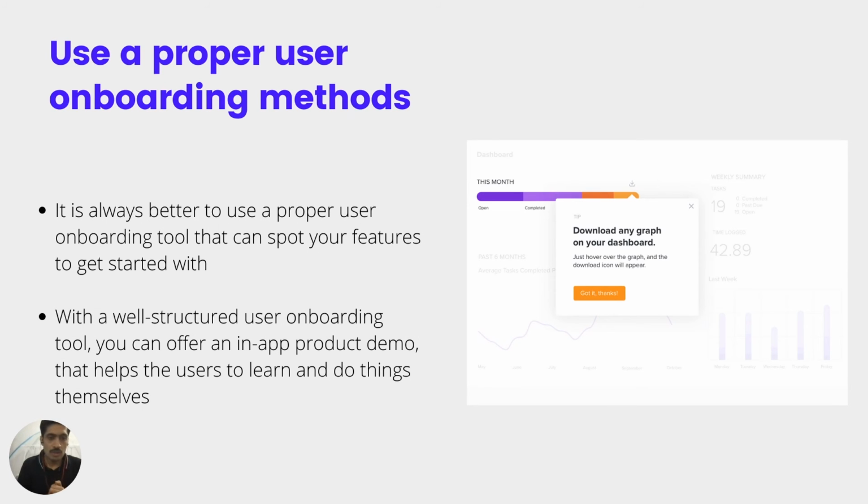Use a proper user onboarding method. It's always better to use a proper user onboarding method, whatever suits, even if it's a guided product tour, contextual guidance, a knowledge base, or even just a recorded video. You need to select the most effective solution for your software users. Then you need to place it on your software login portal or wherever the user spends a lot of time. With a well-structured user onboarding tool, you can offer an in-app product demo that helps the user learn and do things themselves. This again connects to the free trial user to premium conversion ratio.